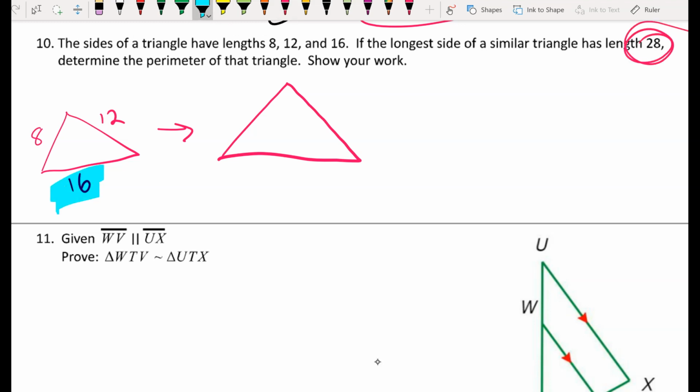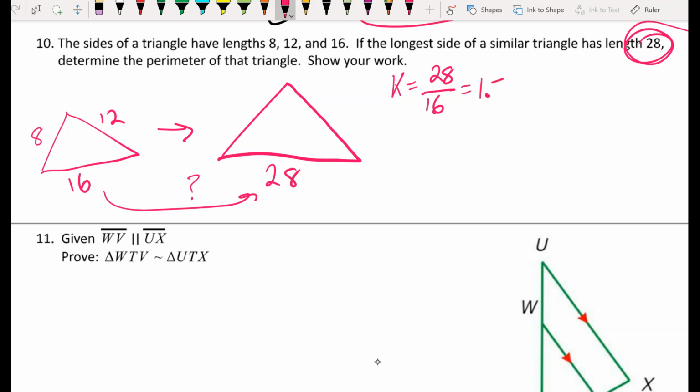So notice the longest side of your original triangle is 16. So I'm going to put the longest side of my new triangle on the bottom here. So the question is, what had to be my scale factor to get from 16 to 28? You could set up a couple proportions here if you want to. I'm just going to find my scale factor k by taking my new side, 28, and dividing it by the corresponding old side, 16. When I do that in my calculator, I find that that reduces to 1.75.